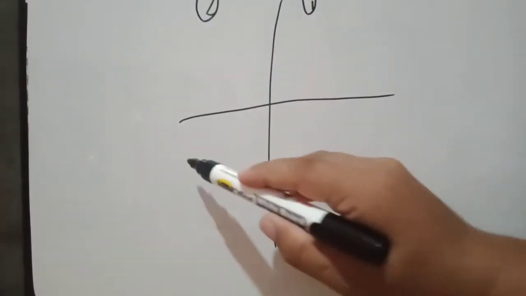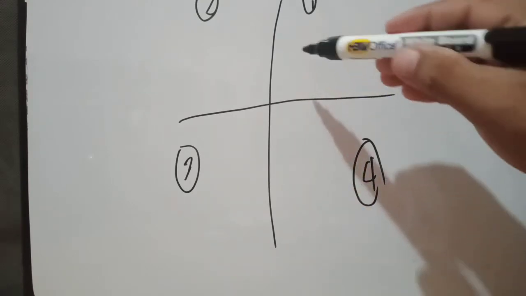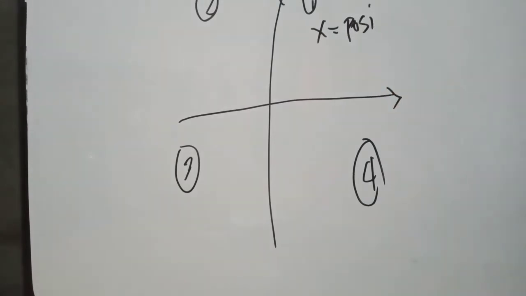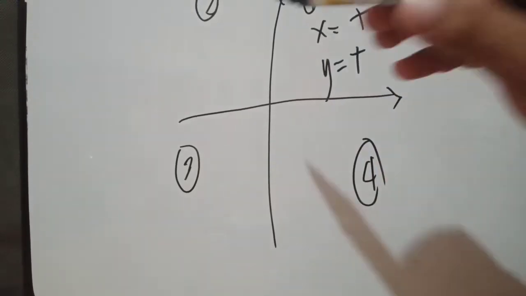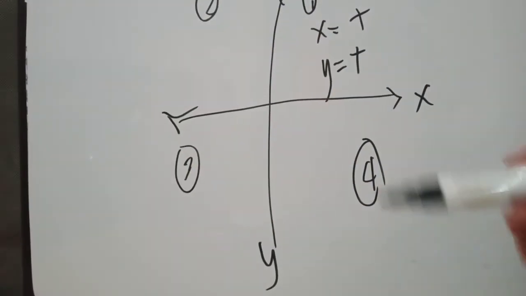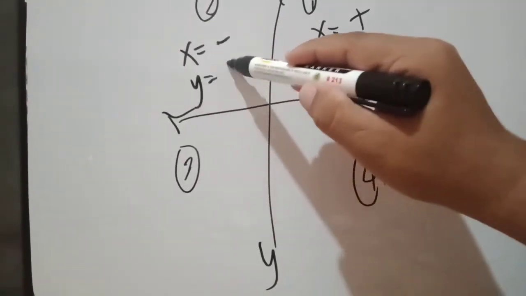I want to tell you that in the Cartesian plane there is quadrant 1, quadrant 2, quadrant 3, and quadrant 4. So we have to know their signs. For quadrant 1, both x and y are positive. X is positive, and y is positive. What about the second quadrant? This is x and this is y. For the second quadrant, x is negative and y is positive.